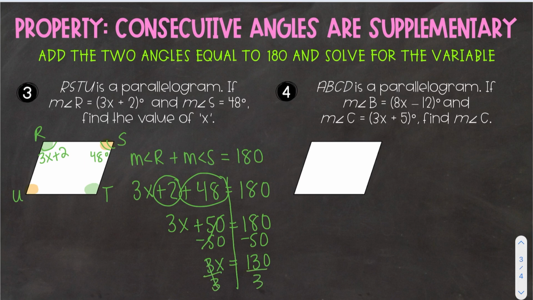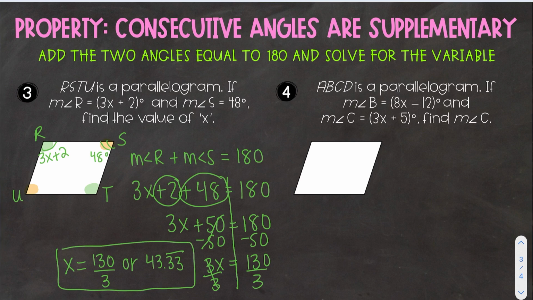So let's go over to the side. 130 divided by 3 cannot be reduced, so you can either leave it as 130 divided by 3, or you can divide them and you would get 43.33 repeating. So this would be our answer, because it just wants the value of x.